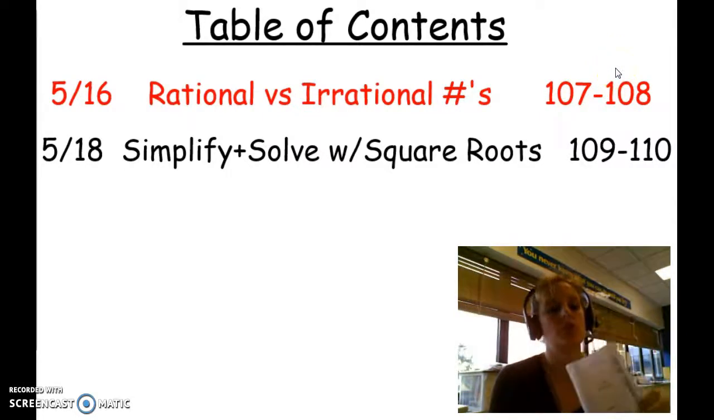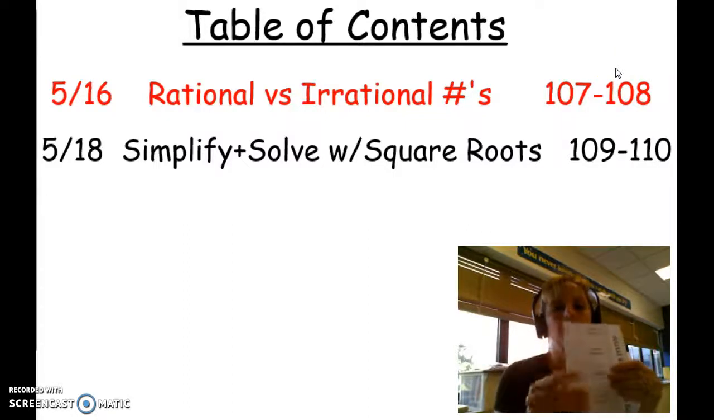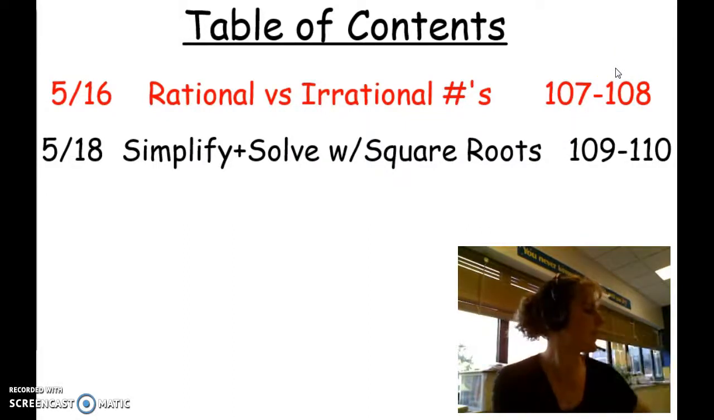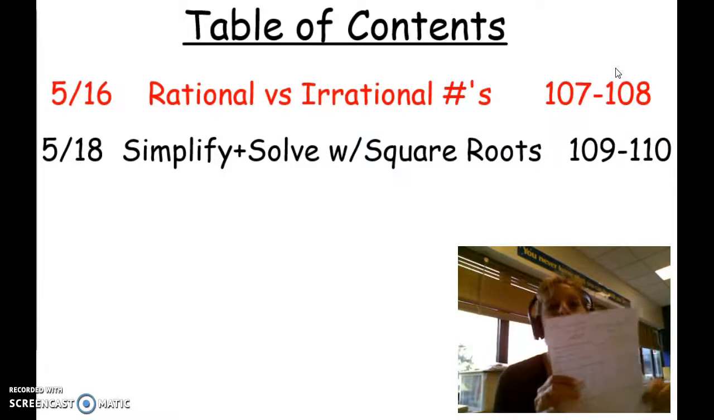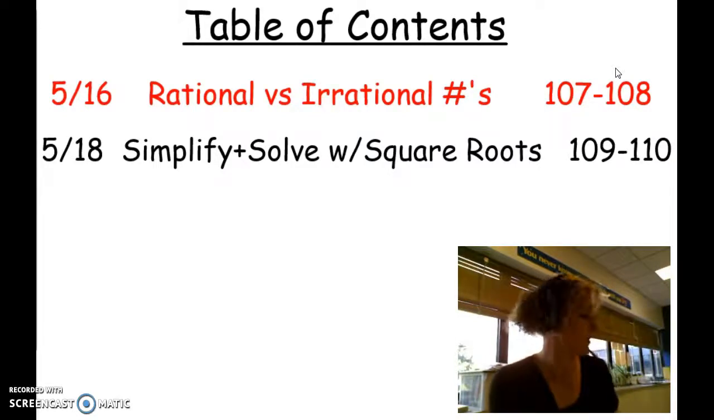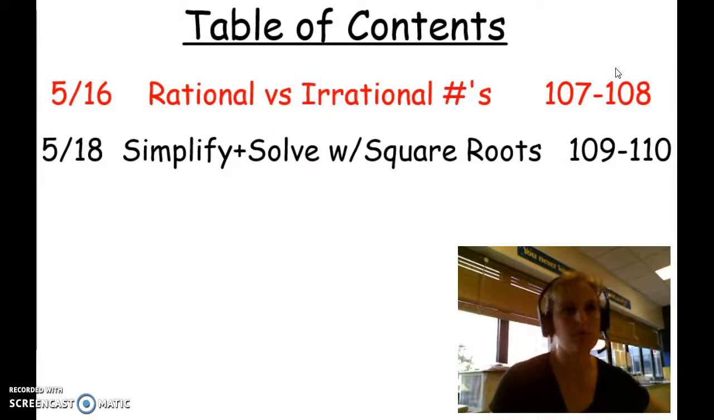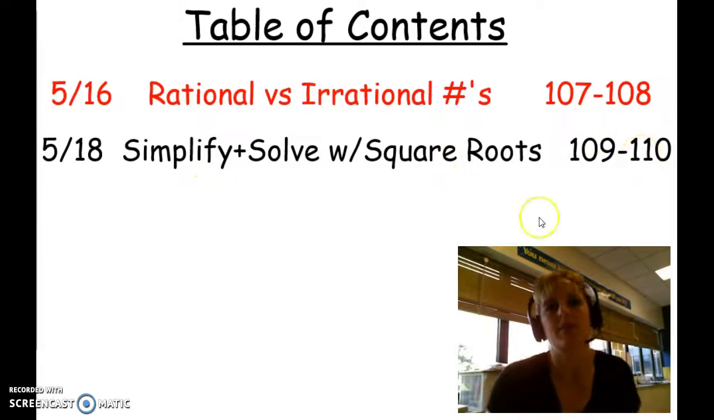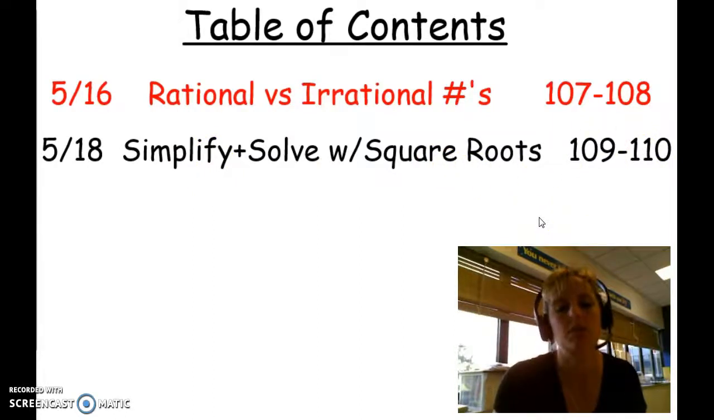The note sheet that you're getting today will get folded just a little bit, and that way you can tape it into your book. And the second sheet that we'll fill out together will also go in there. So you should have those things ready to go. Later in the week, we'll do this lesson on simplifying and solving with square roots, and that'll get taped on page 109 and 110. So look forward to another video to work with square roots later in the week.